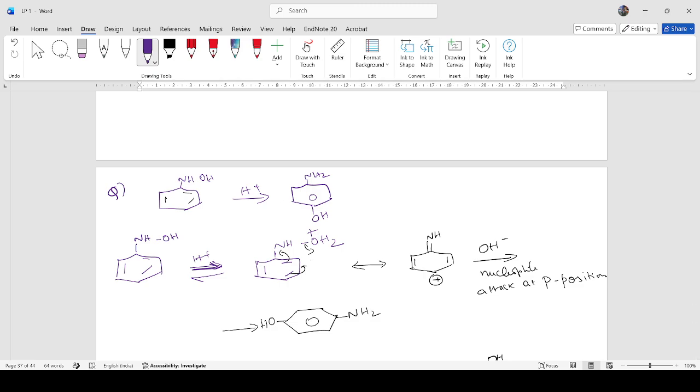When you're having phenylhydroxylamine, in the presence of H plus, this OH will be protonated, so that there is a rearrangement that's happening here to make a carbonium ion. Again the OH minus attacks here, so that this bond goes in and this becomes NH2 again. You will be forming para-hydroxyaniline.